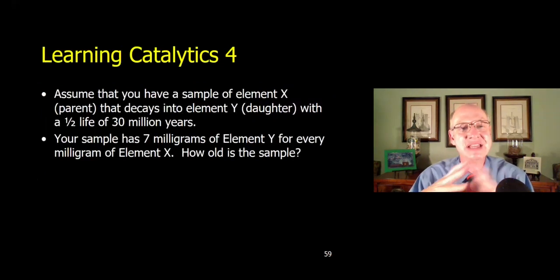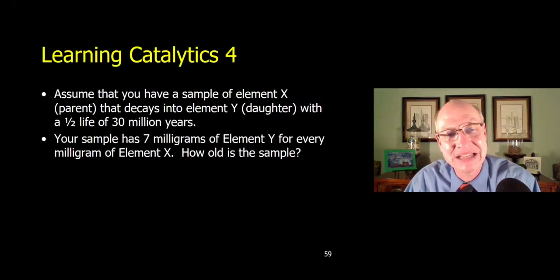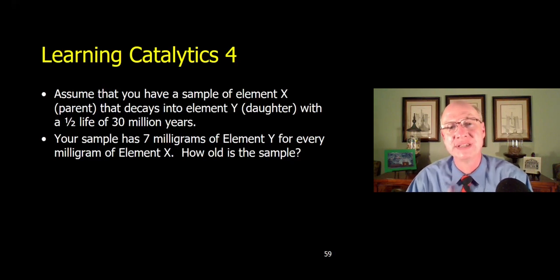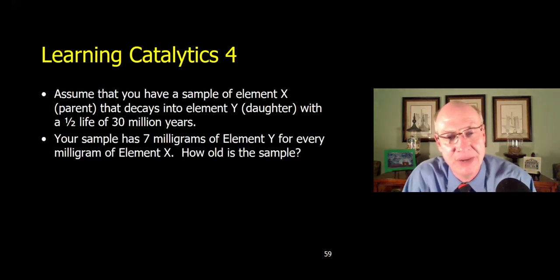So the question I have is this. Assume that you have a sample X that decays into Y with a half-life of 30 million years. Your sample has 7 milligrams of element Y for every milligram of element X. How old is the sample? So there's 7 milligrams of Y for every milligram of X. How old is the sample? Go ahead and take a few minutes to answer that question.